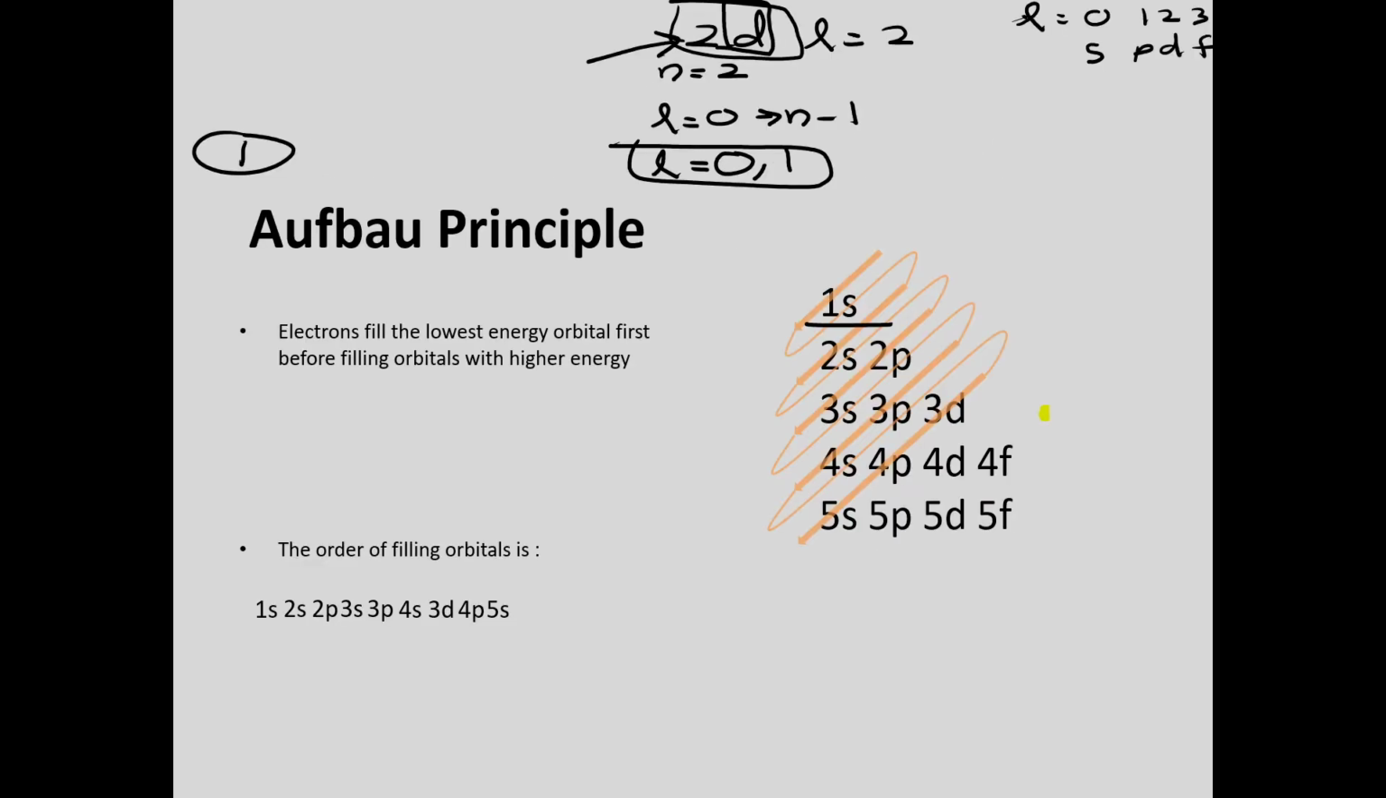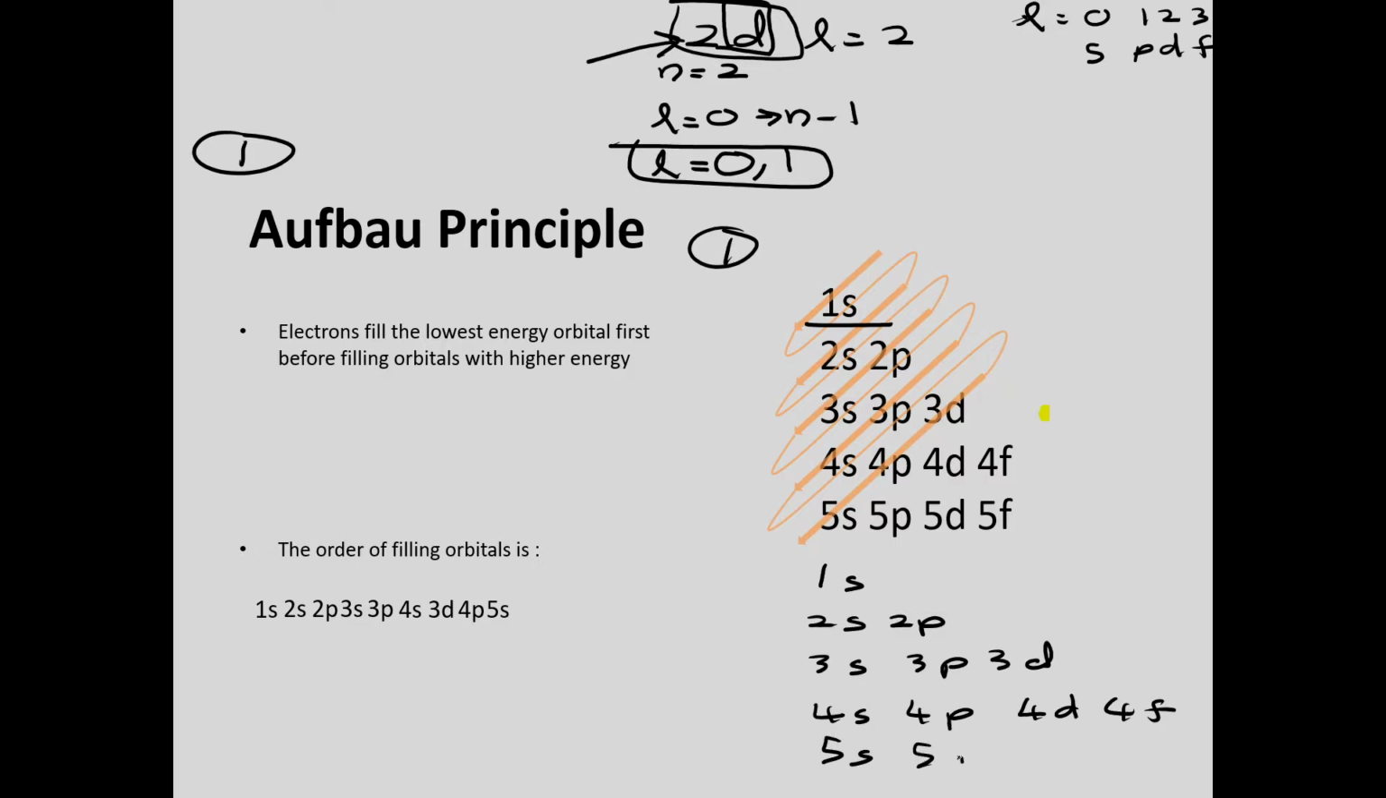To remember this, there are two ways. The first is to write it like this, making sure it is in line: 1s, 2s, 2p, 3s, 3p, 3d, then 4s, 4p, 4d, and then 4f. Make sure it is in line, so that when you draw the arrows and bend back, using a ruler, which I don't have here, it gives the correct order for these orbitals.